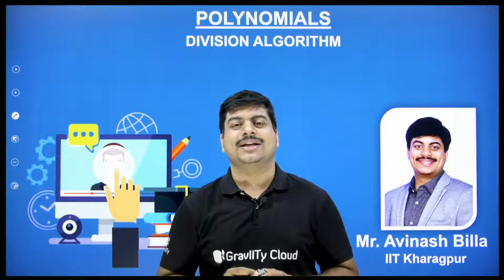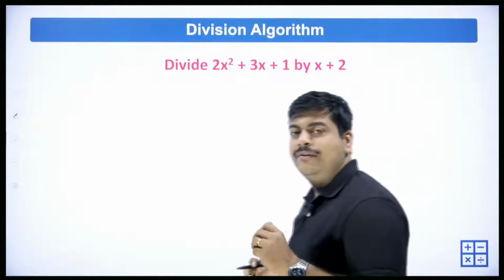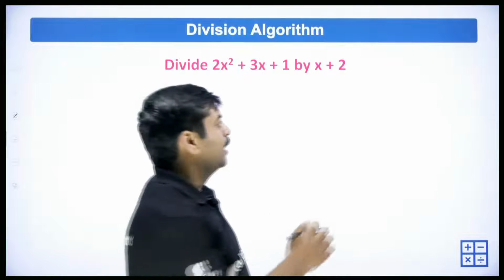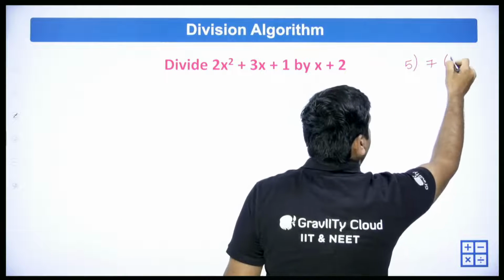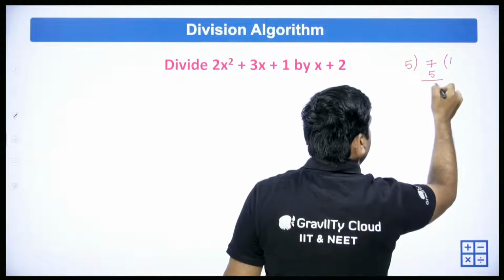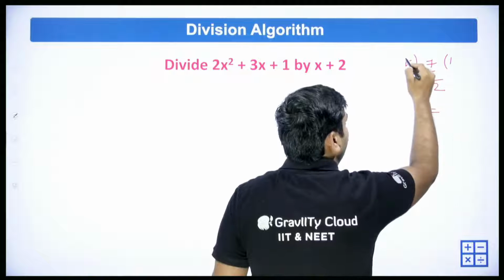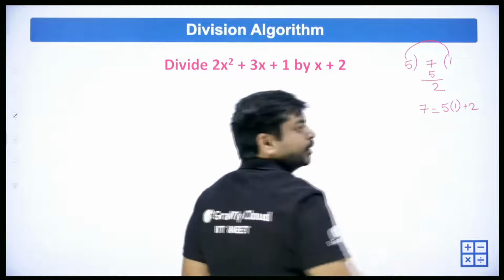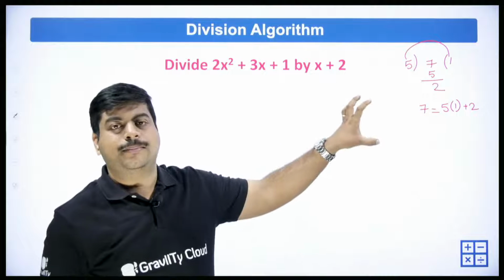Let's start today's session. The first thing we are going to discuss is the division algorithm. Let us say we are dividing some numbers. How do you divide some numbers? Let's say you're dividing 7 by 5. 5 ones are 5 and you're left with 2. And you know, 7 is equal to 5 into 1 plus 2, right? 5 into 1 plus 2. We do that for normal numbers.